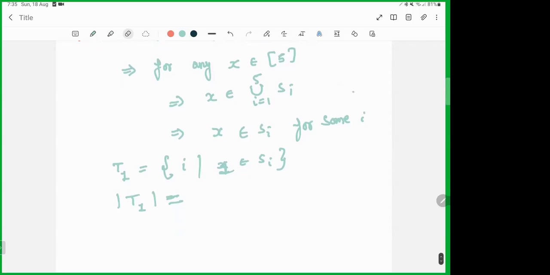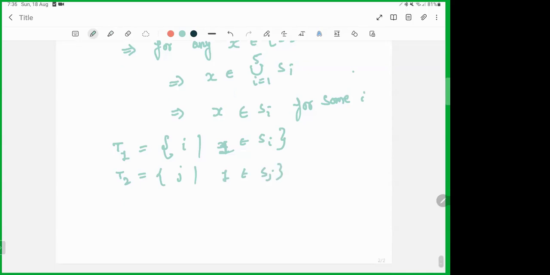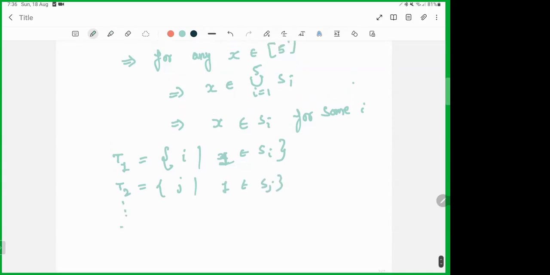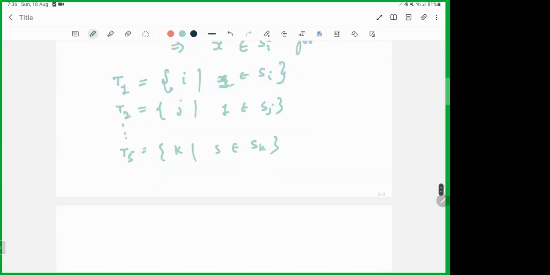We have given this, so we have constructed this. Similarly, let me write and then you can ask your doubts. We can construct T2. T2 is the collection of indices j such that two belongs to Sj. Similarly T3, T4, T5, the indices k such that three belongs to Sk. If we know T1, T2, T3, T4, T5, we precisely know the Si.